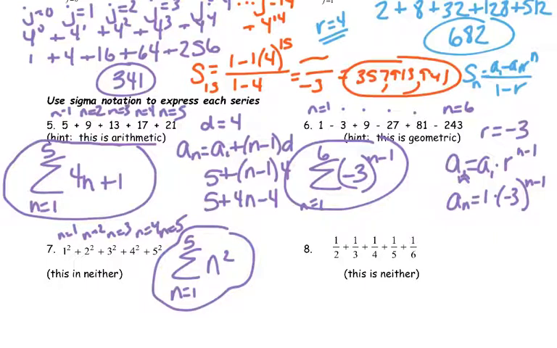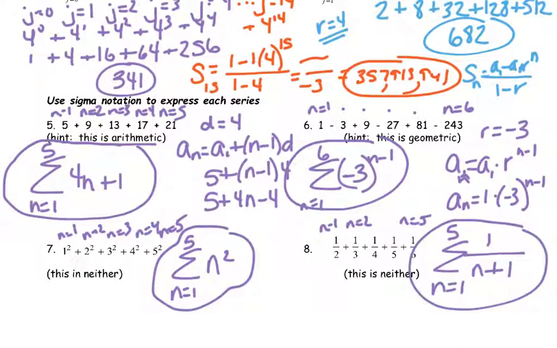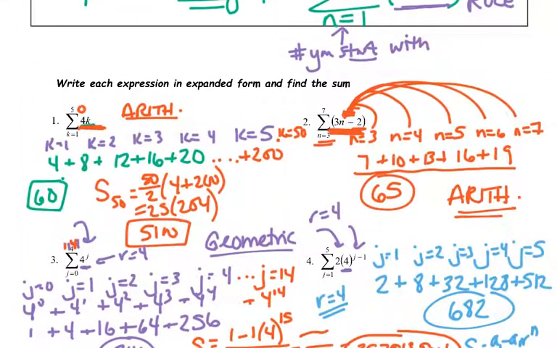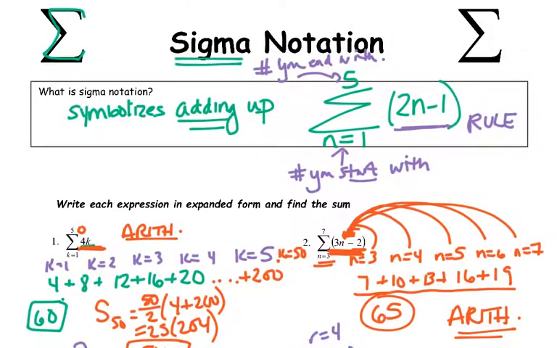Another neither one. When n is 1, it's 1/2. When n is 2, it's 1/3. When n is 3, n is 4, n is 5, it doesn't matter, the numerator is always 1 and the denominator is always 1 more than the number of the term you're on. So 1 plus 1 is 2, 2 plus 1 is 3, and so on. So you don't show work really for the neither ones. You can use formulas for the arithmetic and geometric, and that is sigma notation.